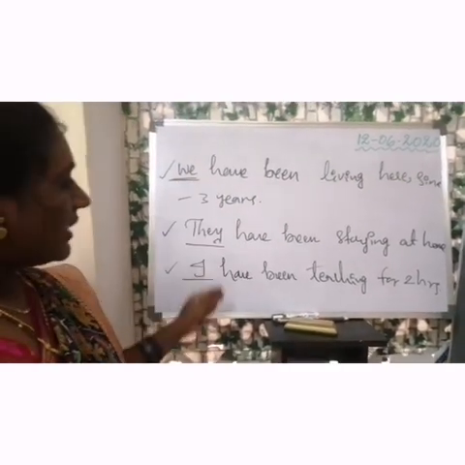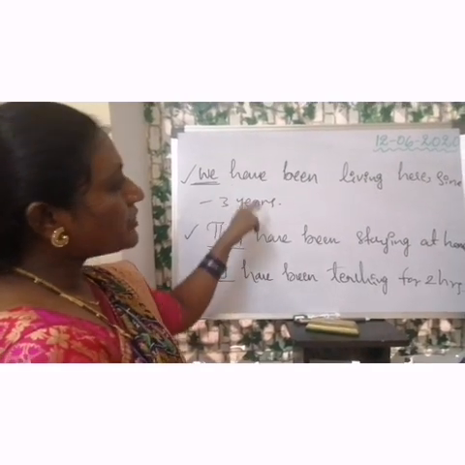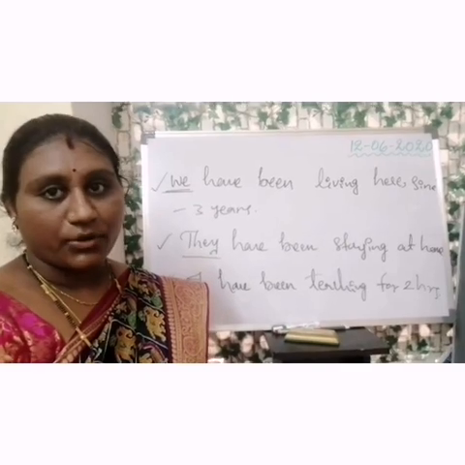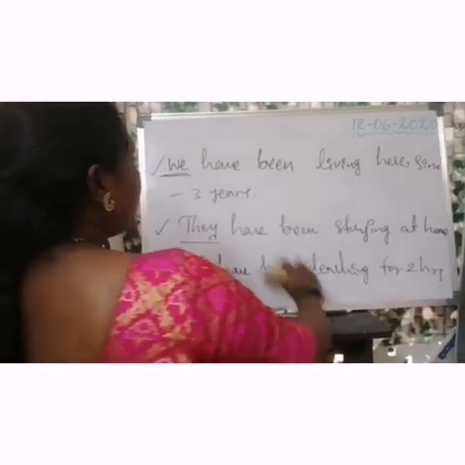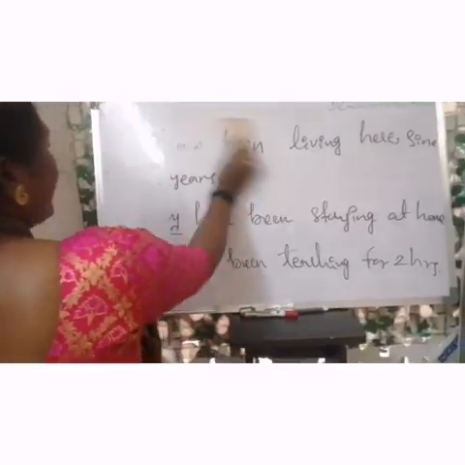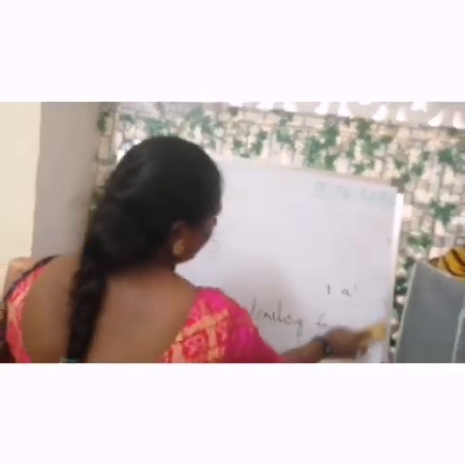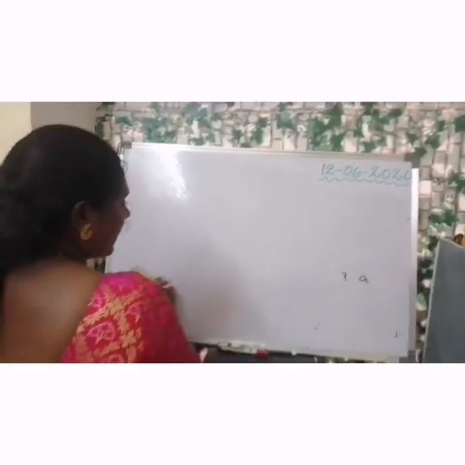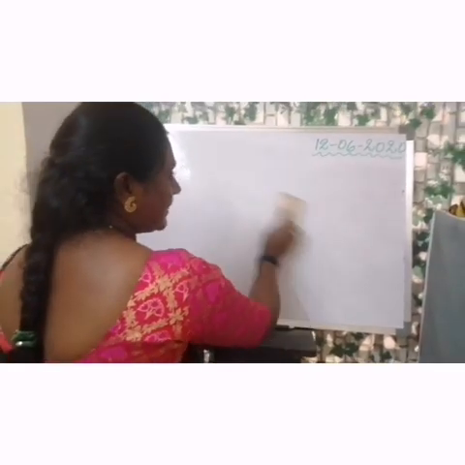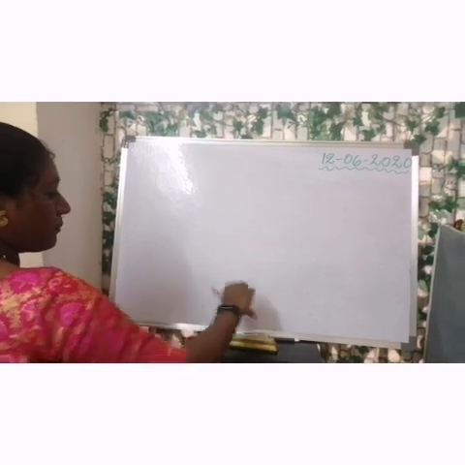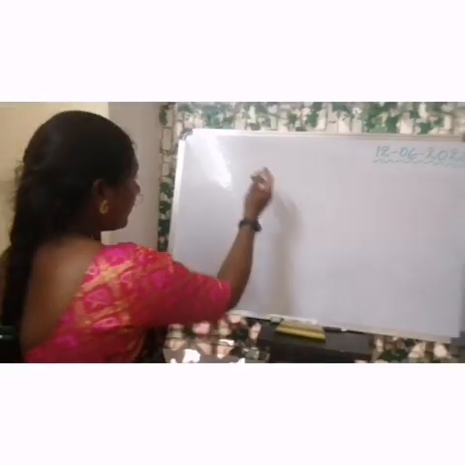So when you have first and second pronouns, you should use have. So I think it's clear for everyone. Now I'll give a complete chart of the present tense. With this one, we'll finish the present tense.